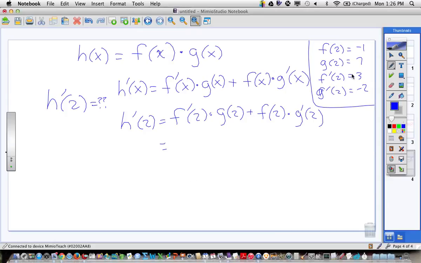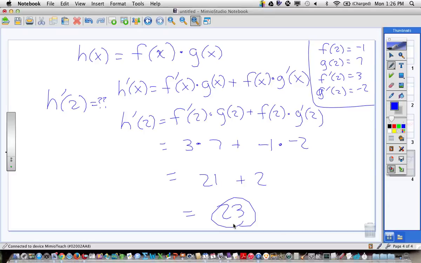So f prime of 2, I go over here, and on your homework I think you'll look it up in a table. So f prime of 2 is 3. g of 2 is 7. f of 2 is -1. g prime of 2 is -2. We get 21 plus 2. I think I did that right. You get 23. That's h prime of 2. We don't even know what the f function looks like, the g function looks like, the h function looks like. All we know are what their equations are. We just know these values.